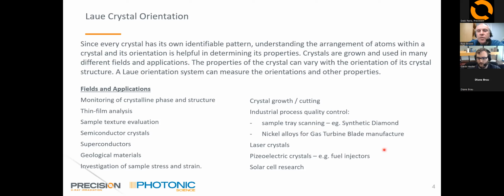They can be used for checking the quality and orientation of nickel alloys for gas turbine blade manufacturers also. Laser crystals, piezoelectric crystals, for example used in fuel injectors, and the alignment of these is important as well. It's also used in solar cell research. I've actually got another slide further on about silicon wafers that relates to that.